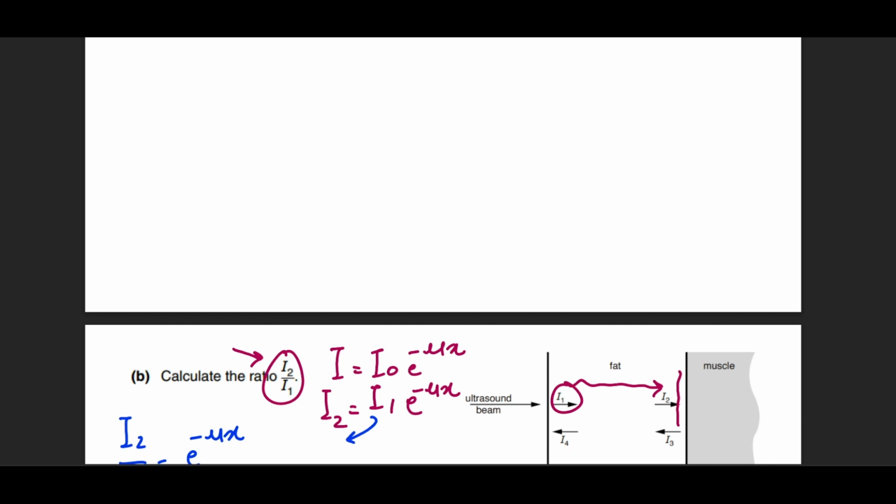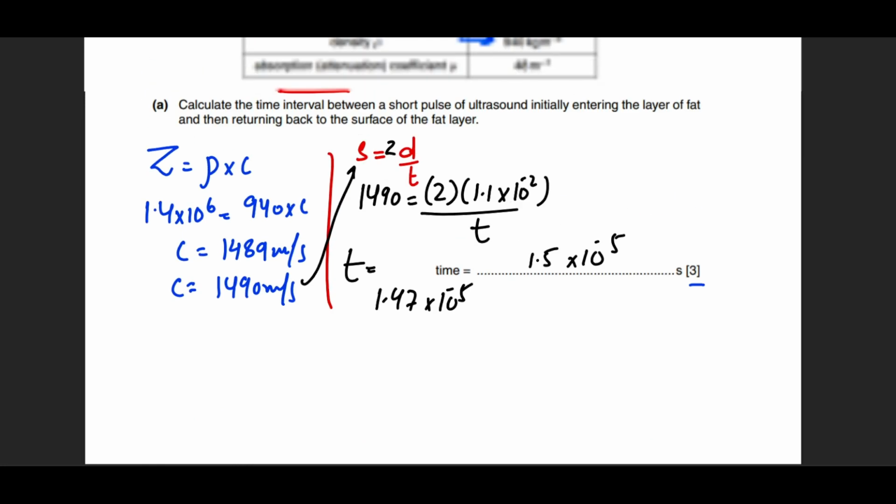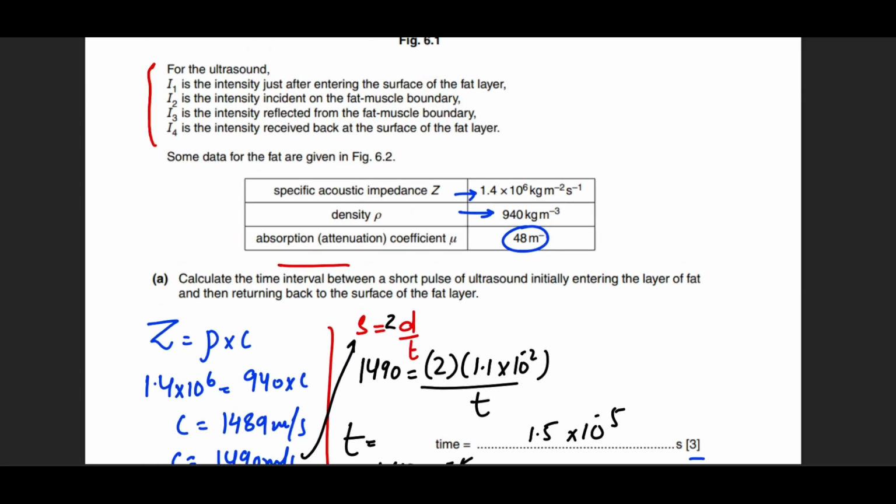And the distance, or you can say the thickness of the tissue through which the sound had to travel, is 1.1. So very simply put, e raised to the minus 1.1 into 10 raised to the minus 2, into 48. Now notice that 48 is actually given as per meter.